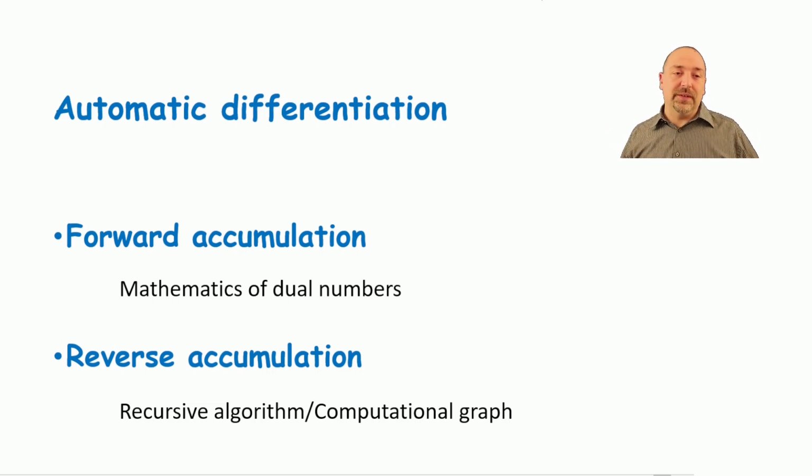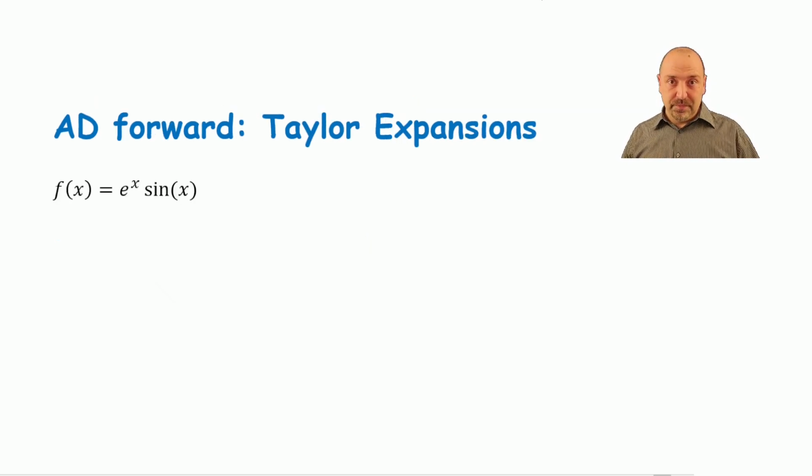Now, let's jump into the first one, forward accumulation. The forward accumulation is, let's say, connected to the dual numbers. But the idea at the origin is more related to the Taylor expansion. So, let's look at the Taylor expansion.